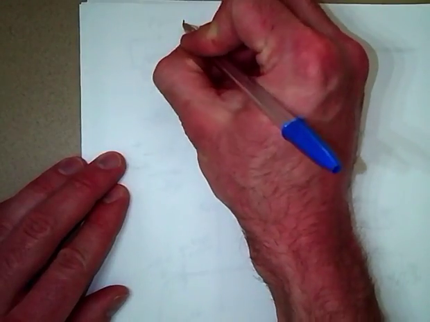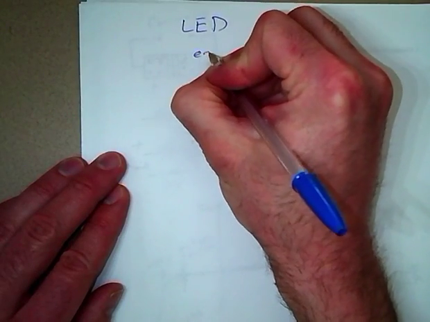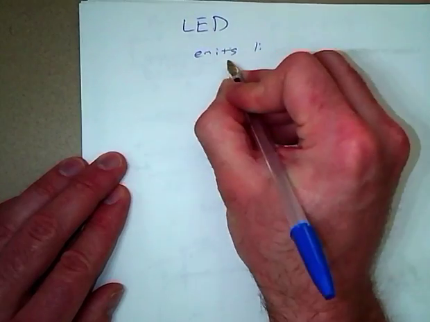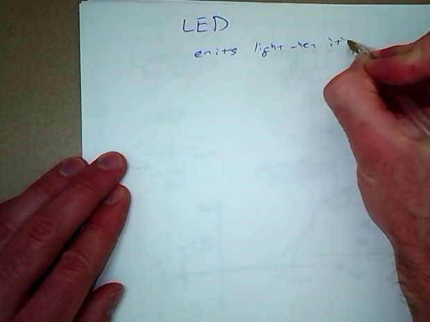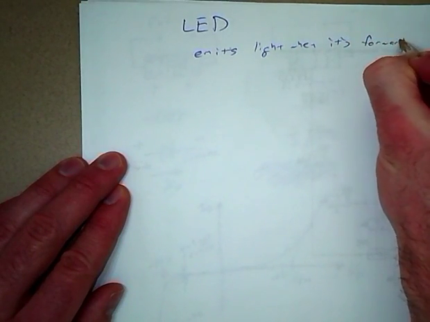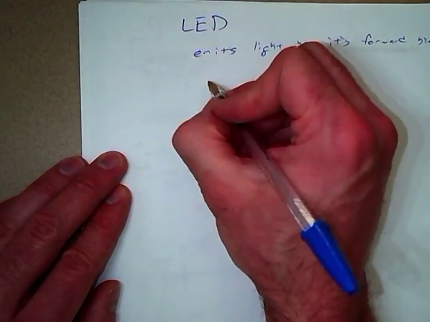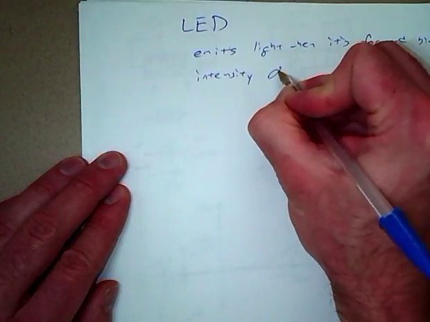And finally, since we're talking about diodes, let's just go over LEDs briefly. So an LED is a diode that emits light when it's forward biased. I'm not sure if I spelled that right. So in an LED, the intensity is proportional to the current.